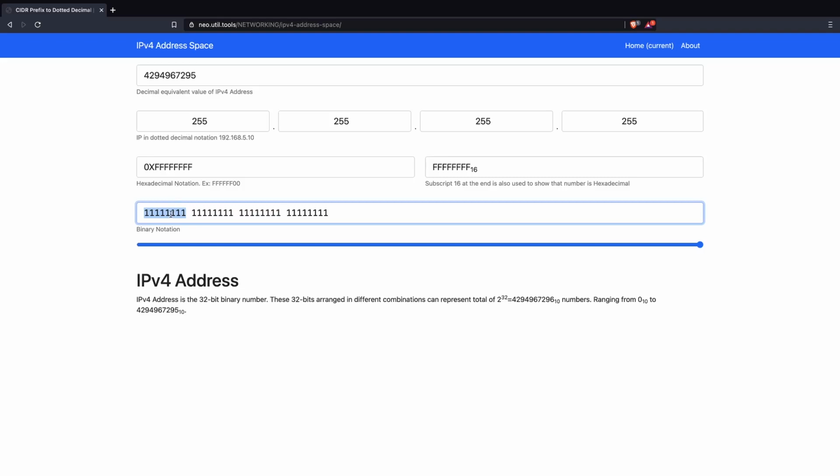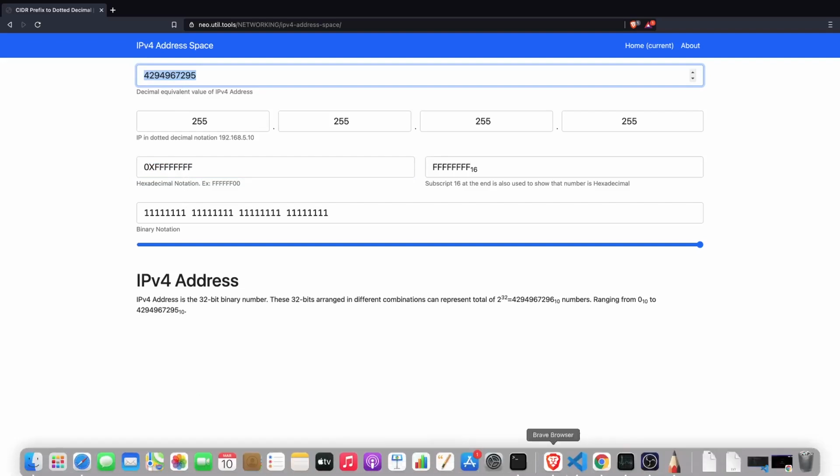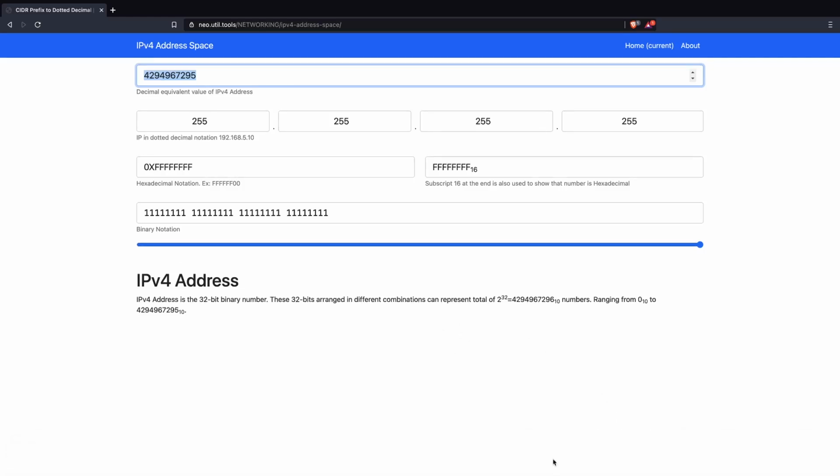Each octet represents 0 to 255. In total we have 4 octets. As we divide the 32 bits into 8 bits, we get the 4 octets. And that is dotted decimal. This is hexadecimal notation, which simply represents the decimal value in the hexadecimal number system. And that is about the IPv4 address.